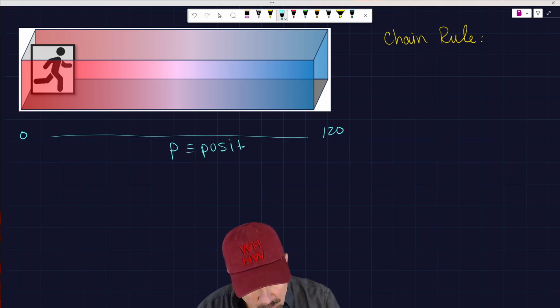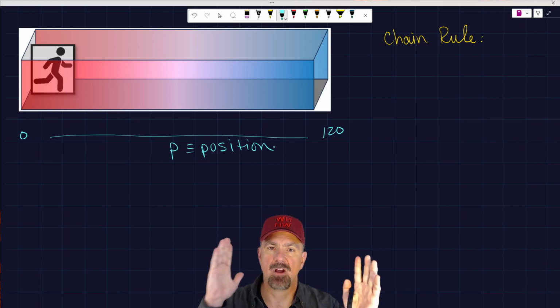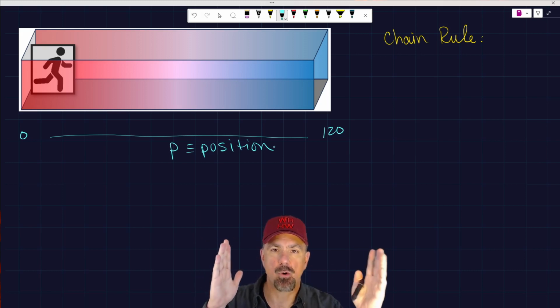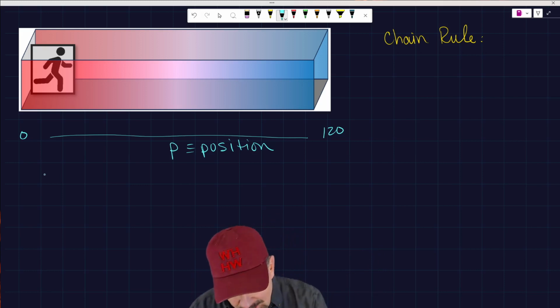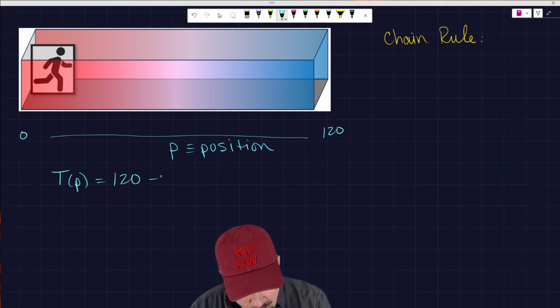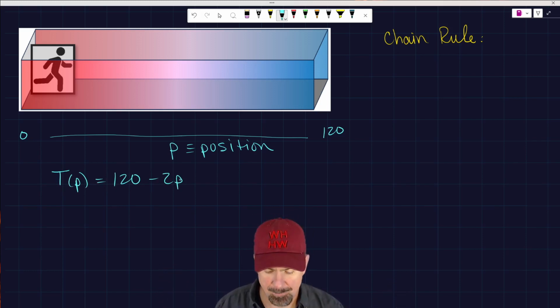Okay. And what we have is a temperature gradient through the room. We have a hot side and then we have a cold side. And so the temperature distribution in the room looks like this. The temperature is a function of position, and it's equal to 120 minus 2 times P. And we'll say that the position is in feet. We'll say that the room's 120 feet long.